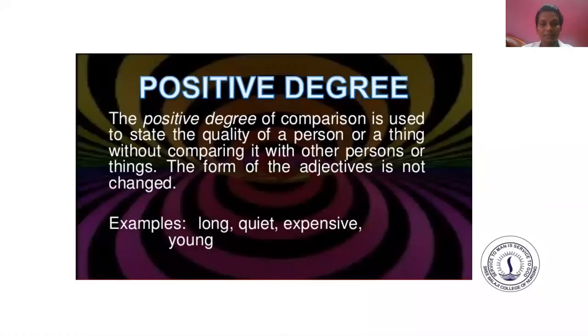Positive degree of comparison is used to state the quality of a person or a thing without comparing it with other persons or things. The form of the adjective is not changed. Examples: long, quiet, expensive, young. These are the examples of positive degree.